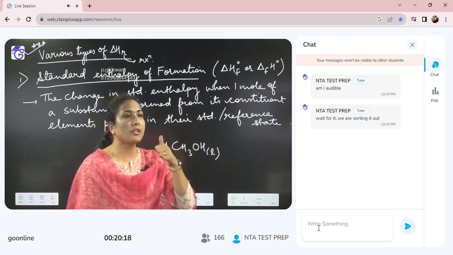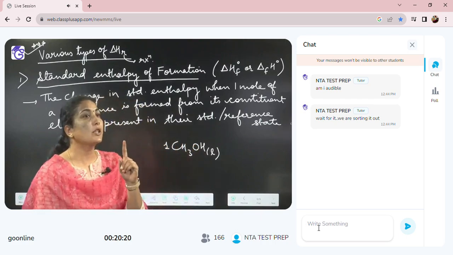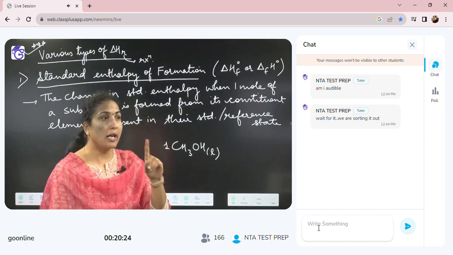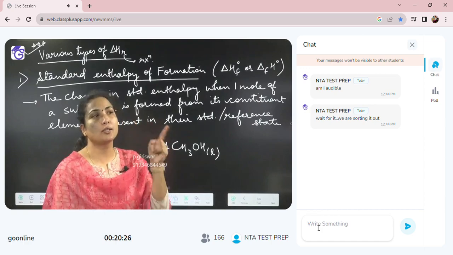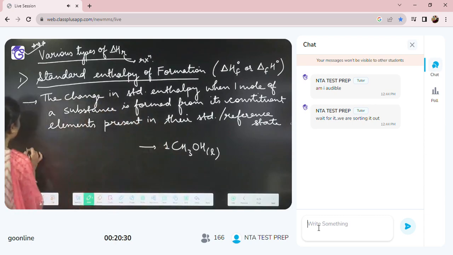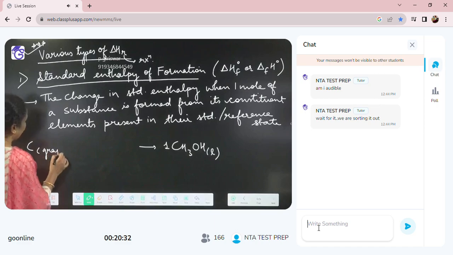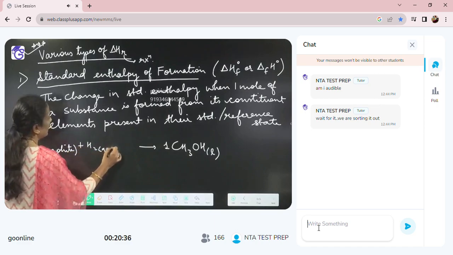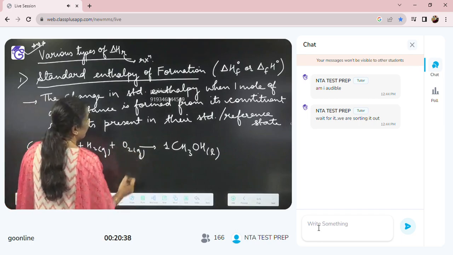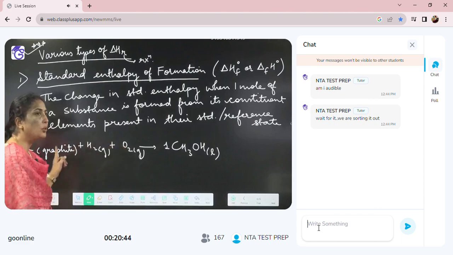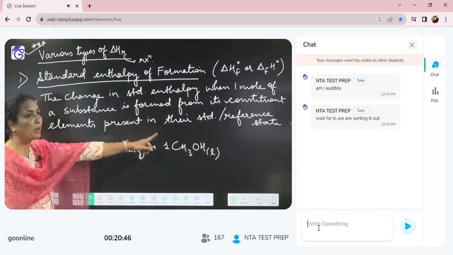That means, what is the reference state of carbon? Reference state of carbon is carbon graphite, and reference state of hydrogen is H2 gas, and reference state of oxygen is O2 gas. So look here how I'm writing the equation. I'm going to write down, this is from carbon graphite, then you are having H2 gas, and then you are having here O2 gas, right? So you are going to make 1 mole of it from its constituent elements in the standard state.